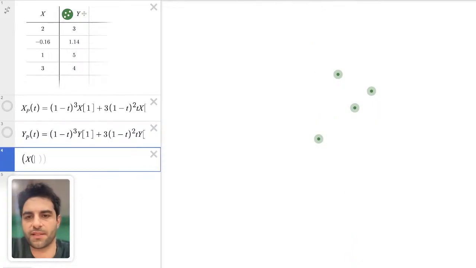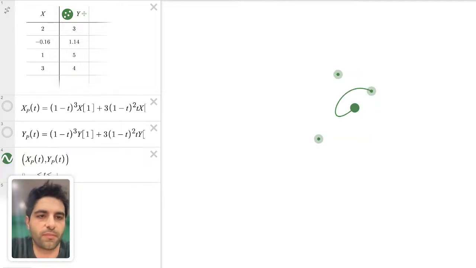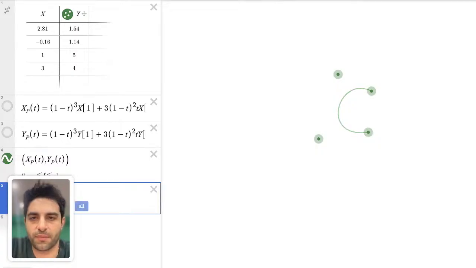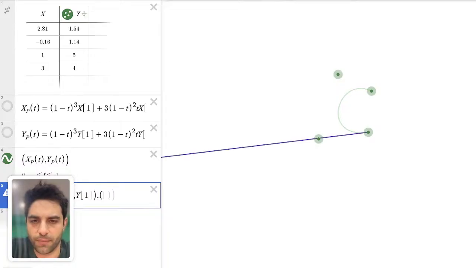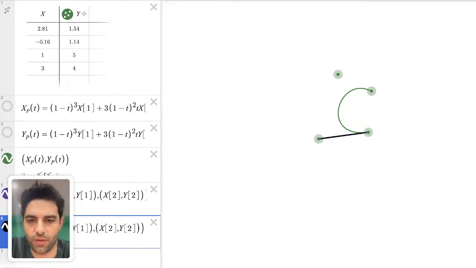And so the point x p of t and the point y p of t is that curve. How cool is that, right? I can even just draw the segments from x1, y1 to x2, y2. It's just a bit ugly there, but can you all see what I did? Then I'll do from x3, y3 to x4, y4, and that should be the whole thing, right? So this is kind of how you do it.